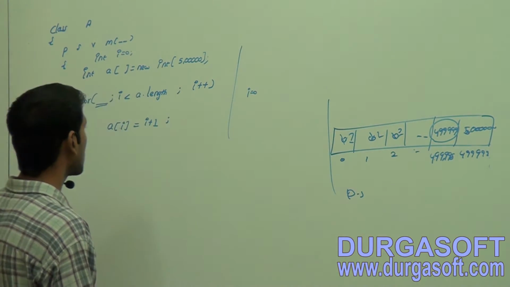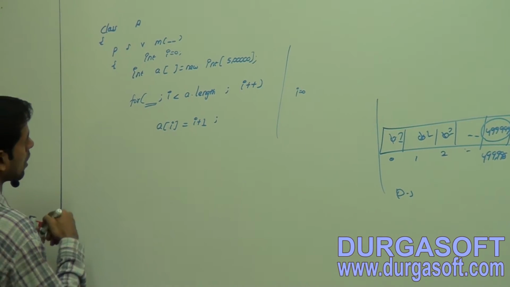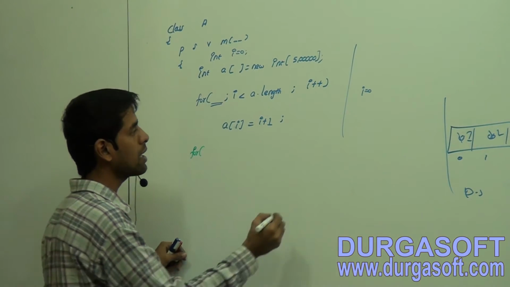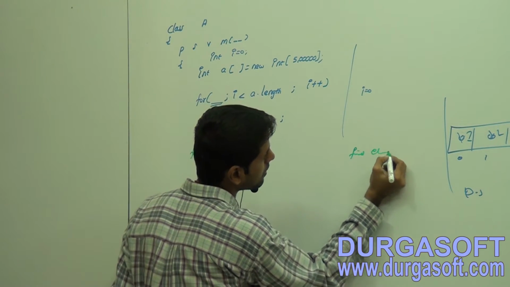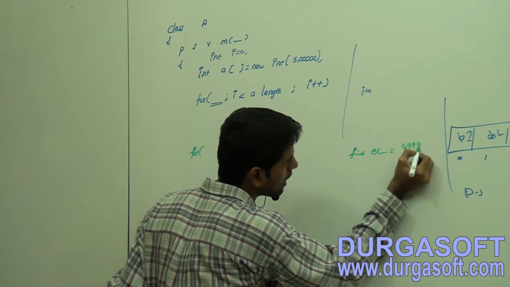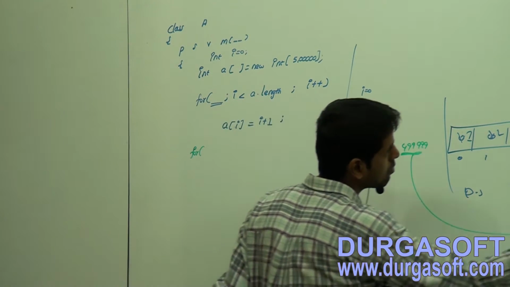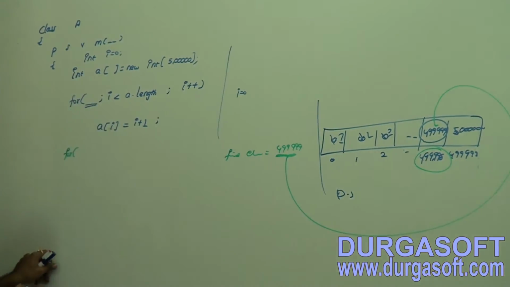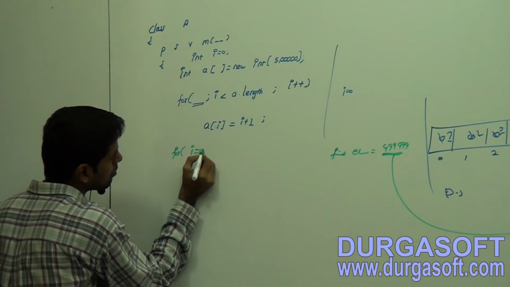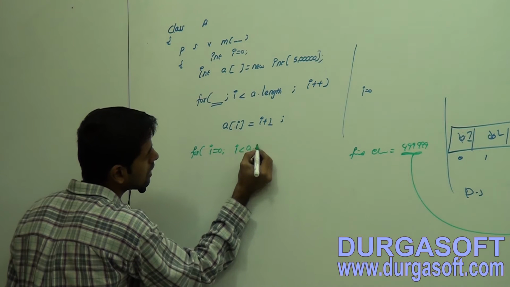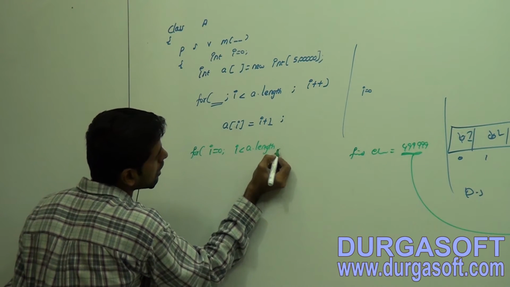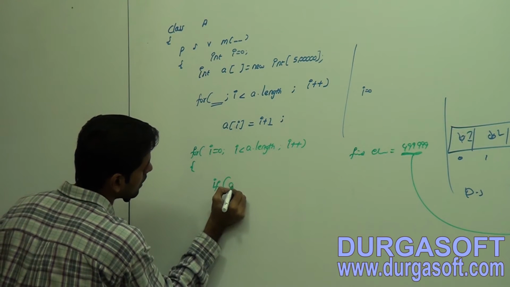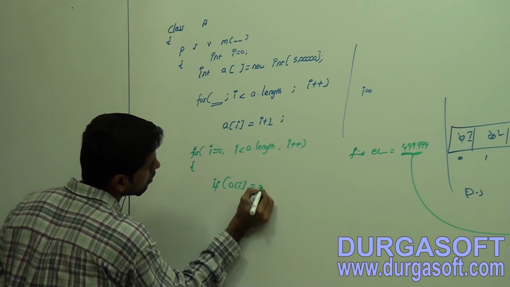Now observe here. Now take one more for loop, and searching should be done from the starting index onwards, right? Think that my element to find is 499,999, which is available at this block of index, this one. Now observe. Let me initialize the I variable to 0. Once again, I is less than a dot length, and I plus plus.